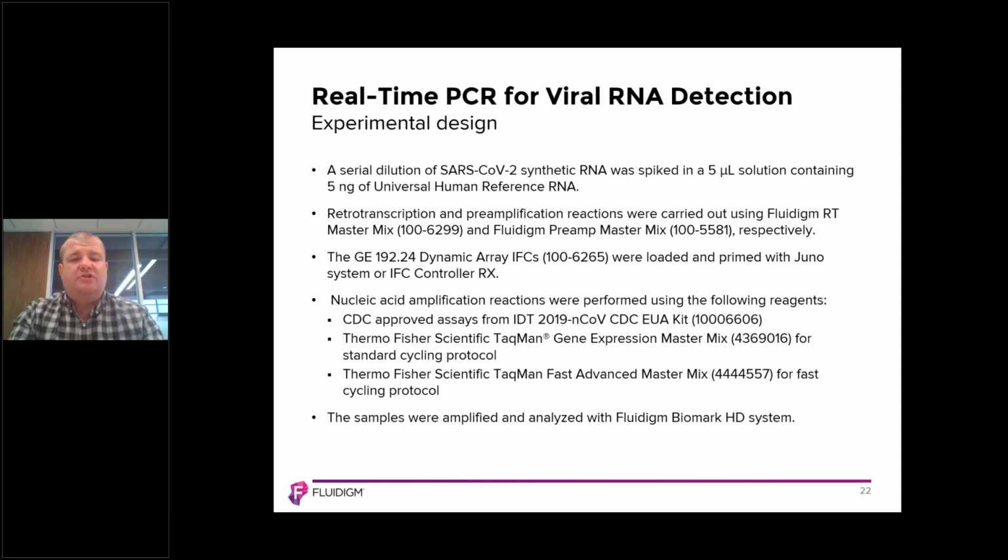Nucleic acid amplification reactions were performed using the CDC approved assays from IDT that you saw earlier in the presentation, and the Thermo Fisher Scientific TaqMan Gene Expression Master Mix for standard mode, or the Thermo Fisher Scientific TaqMan Fast Advanced Master Mix for fast mode. And the samples were amplified and analyzed using the Biomark HD platform.